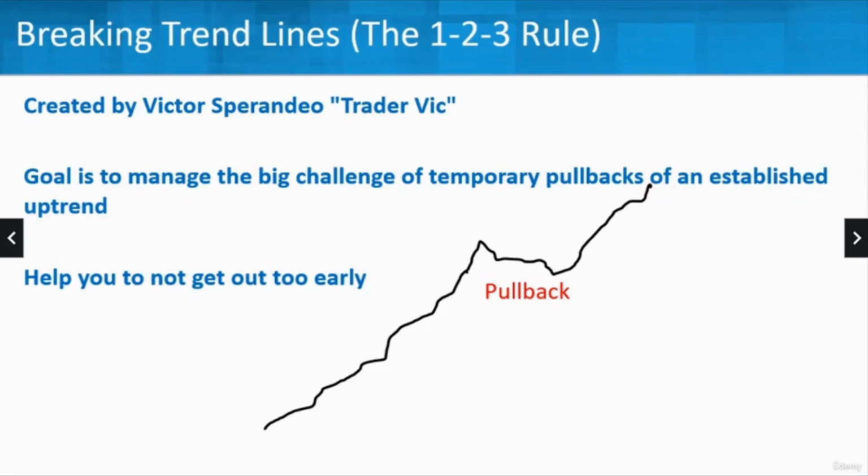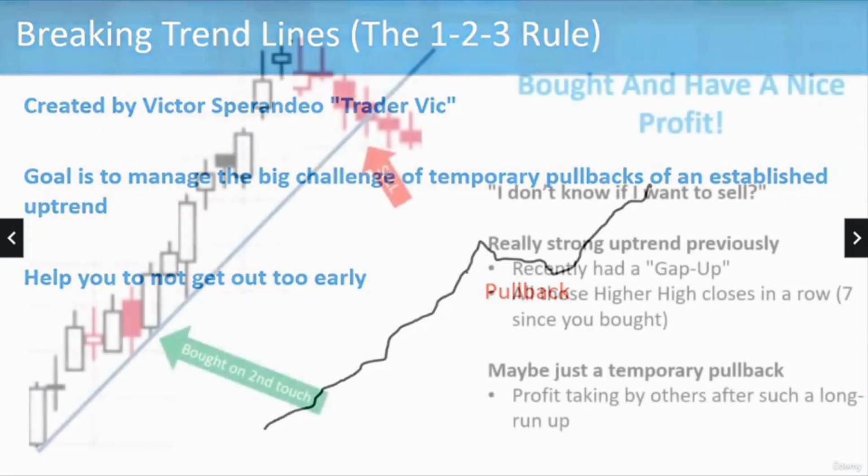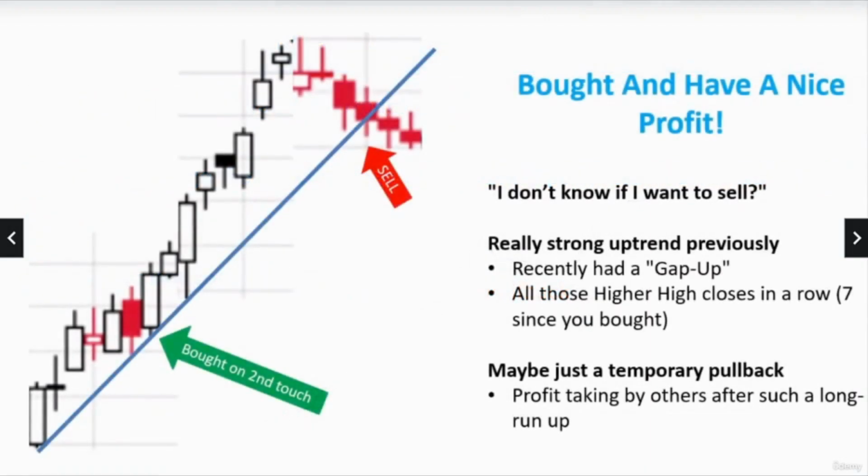So how does the 1-2-3 rule work? Let's take a look at that. Let's walk through this in steps. First off, on this particular one, you can see we have a nice uptrend. We bought on the second touch in this example, could have been on the third touch, but we bought in there, and you can see we have a nice price run up, nice profit, and then we see it cross the trend line. That's our sell signal.